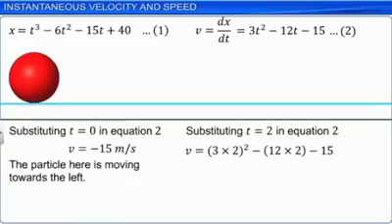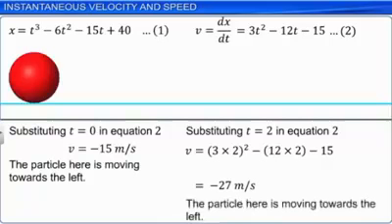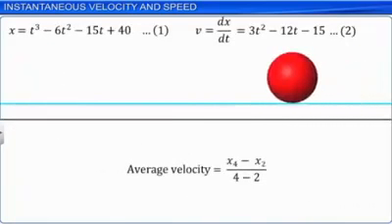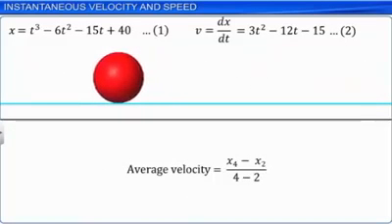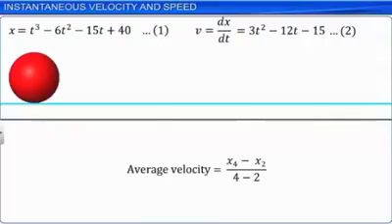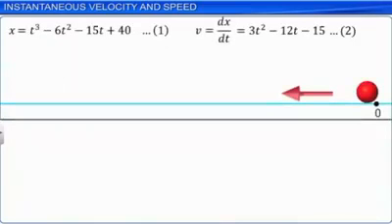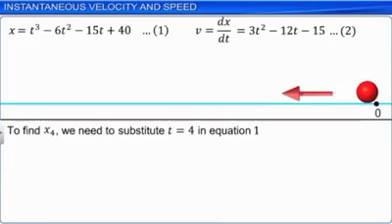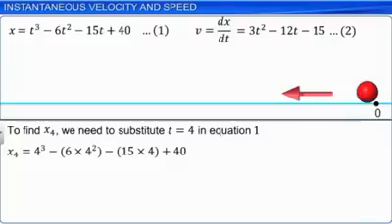Average velocity is equal to x4 minus x2 by 4 minus 2. To find x4, we need to substitute t is equal to 4 in equation 1. x4 is equal to 4 cube minus 6 multiplied by 4 square minus 15 multiplied by 4 plus 40, which is equal to minus 52 meters. The particle is situated to the left side of the origin.